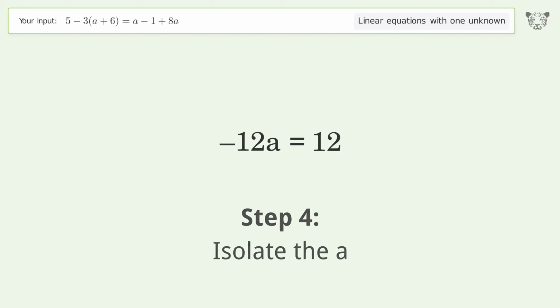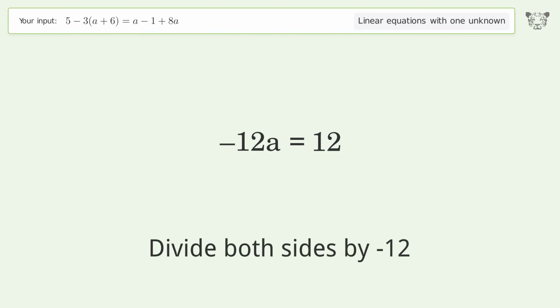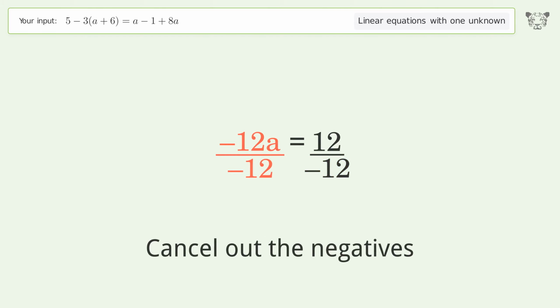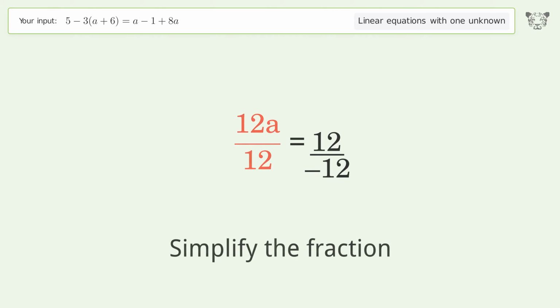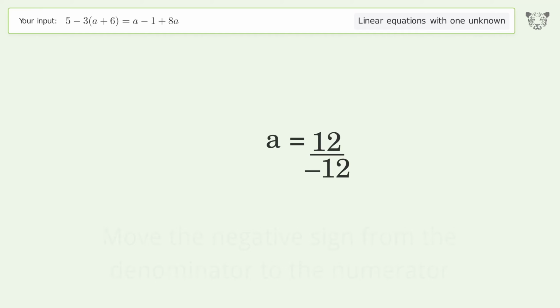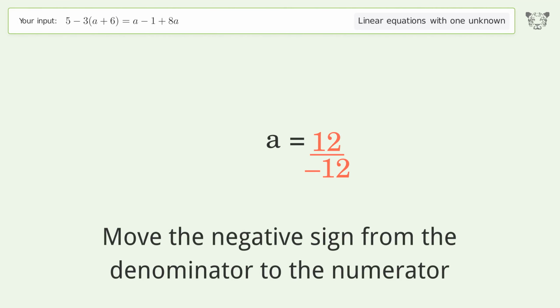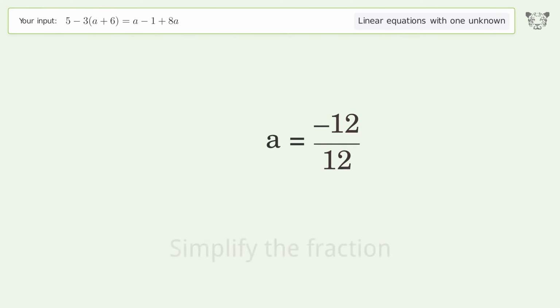Isolate the a. Divide both sides by -12. Cancel out the negatives. Simplify the fraction. Move the negative sign from the denominator to the numerator. Simplify the fraction. And so the final result is a equals -1.